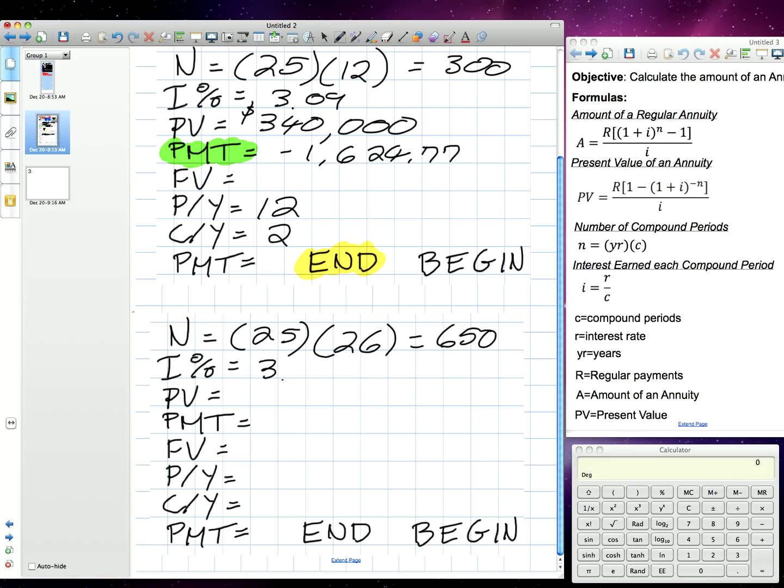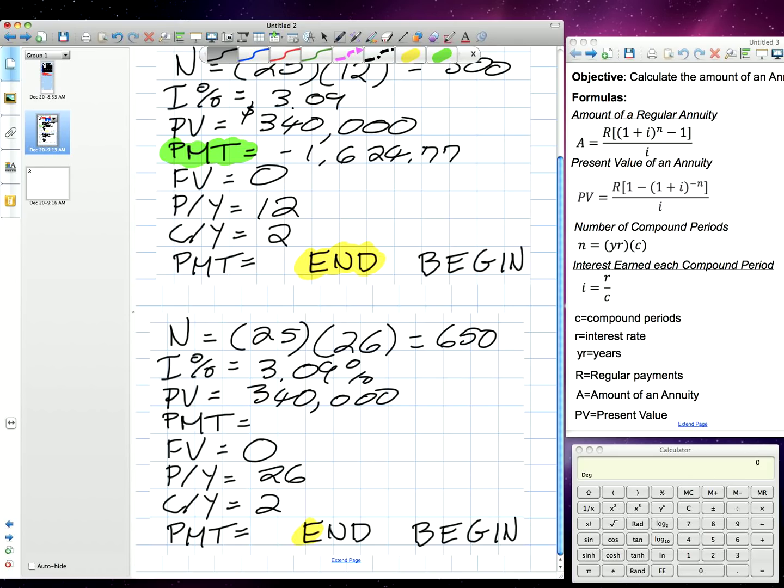Okay? Our interest rate stays the exact same, 3.09%. We still have a $340,000 mortgage. We're going to solve for the payments. Also, our future value needs to be 0 in both these cases. Payments a year. We're talking about 26 payments a year. And our compounding period is still twice a year. It's semi-annually. We still need to highlight the end. We're making these at the end of the period.